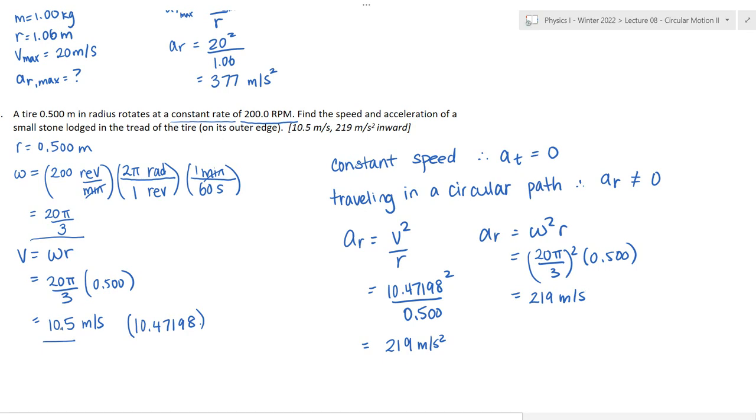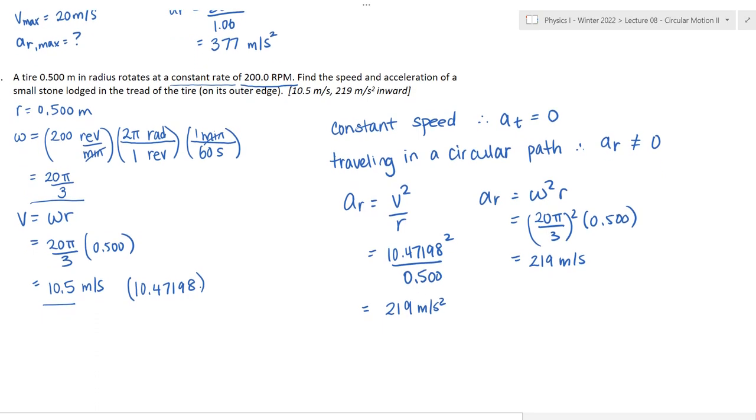So the speed was 10.5 meters per second, and find the acceleration. Well, for the acceleration, there's only a radial acceleration, there's no tangential, so our total acceleration is just the radial acceleration, which is 219 meters per second squared, and the direction of that is towards the center of the circle.